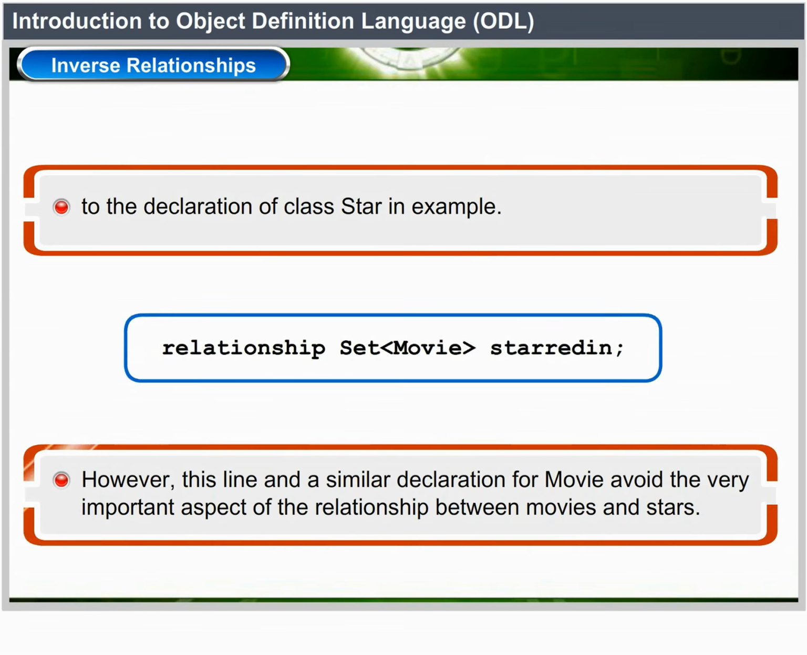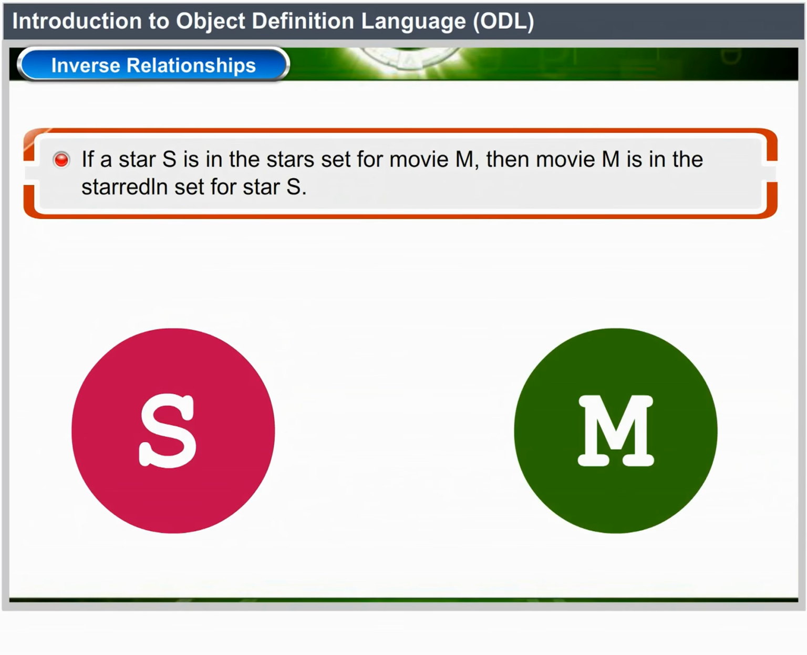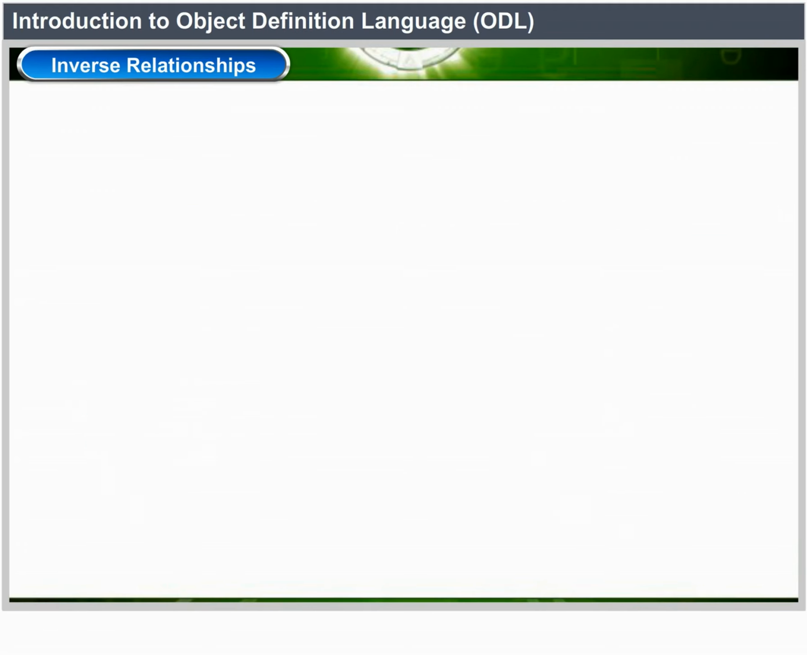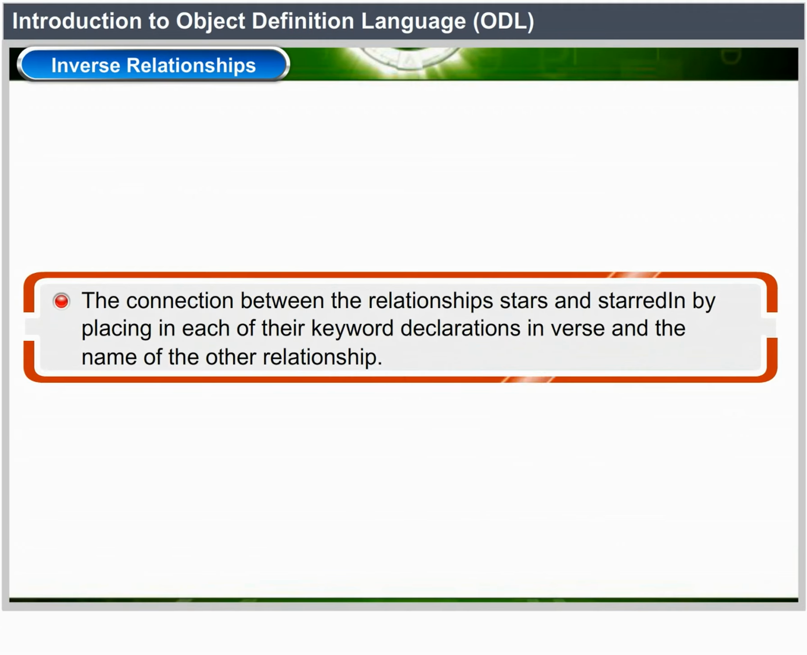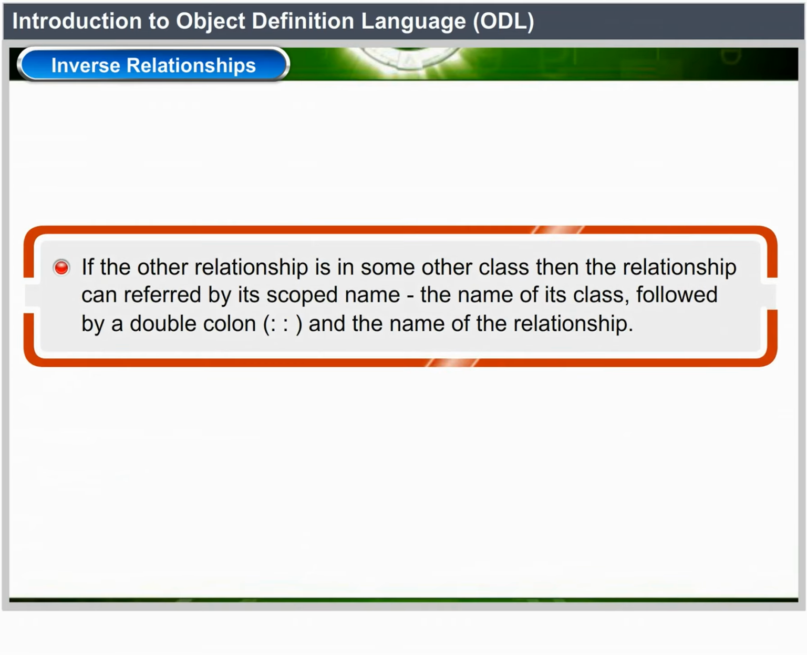We expect that if a star S is in the stars set for movie M, then movie M is in the starred in set for star S. We indicate this connection between the relationships stars and starred in by placing in each of the declarations the keyword inverse and the name of the other relationship. If the other relationship is in some other class, as it usually is, then we refer to that relationship by its scope name, the name of its class followed by a double colon and the name of the relationship.